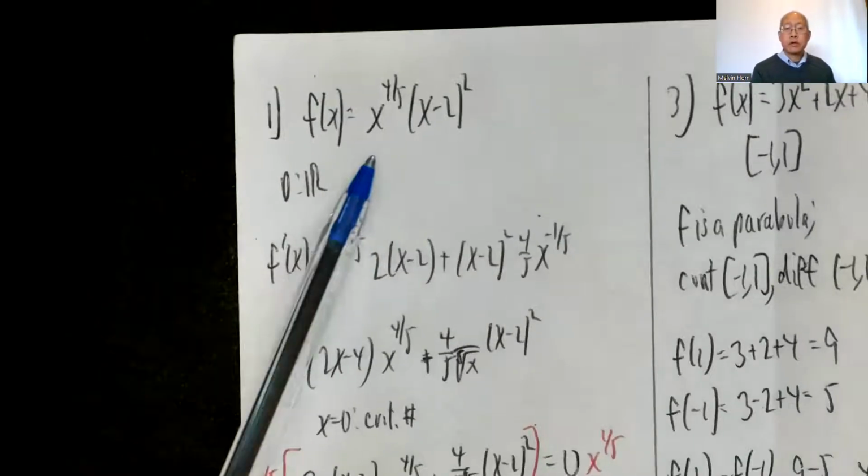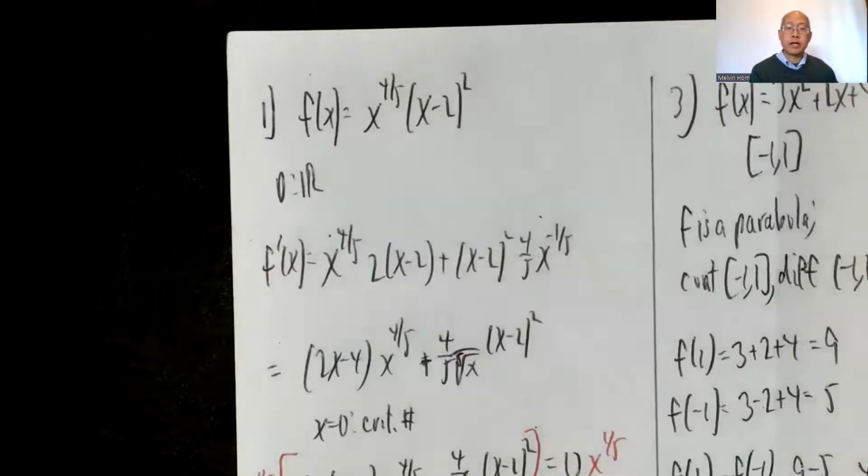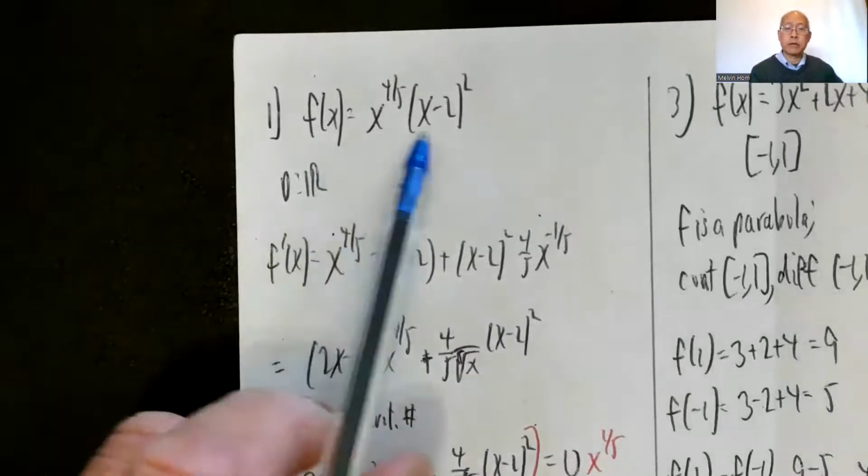These are solutions to Calc 1, Exam 4. Question number 1, find the critical numbers. So please note that the domain is all real numbers. You can plug in all numbers that you want.